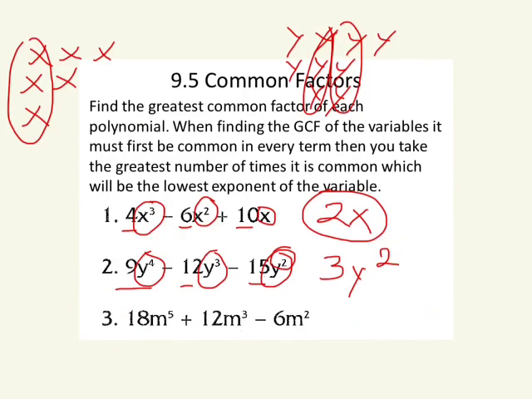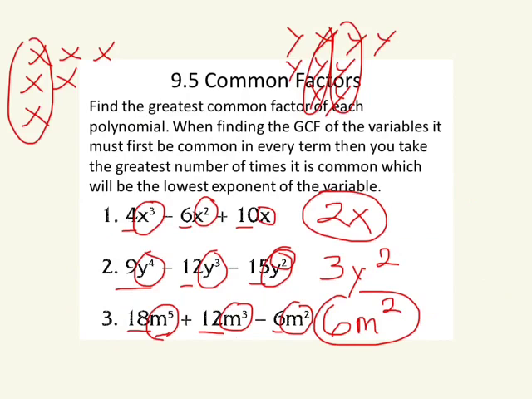So this last one, again, you may want to think about what it would be on your own. Pause it. All right. Now, of 18, 12, and 6, 6 is the GCF because 6 divides into 18, 6 divides into 12, and 6 divides into 6. And then m is common in every term. But the lowest exponent of that is m squared, which is the greatest number of times it is common. So the GCF is 6m squared.